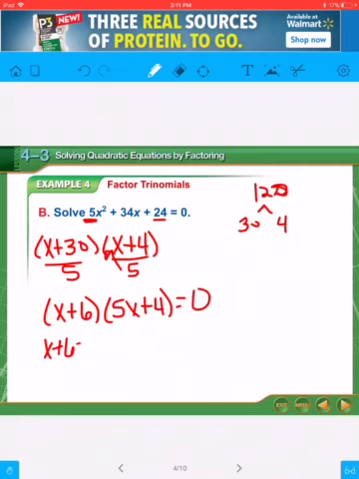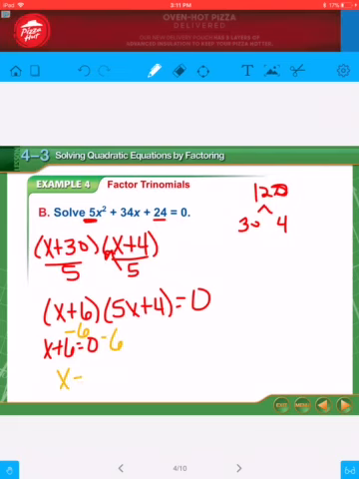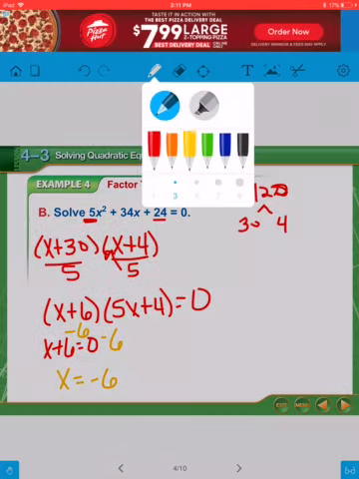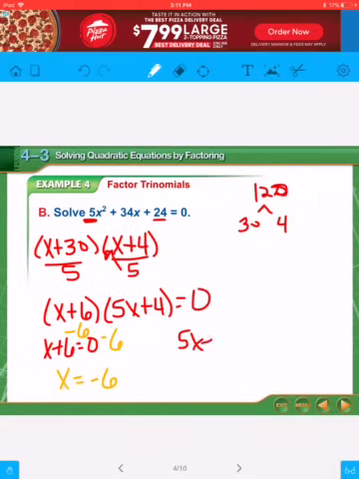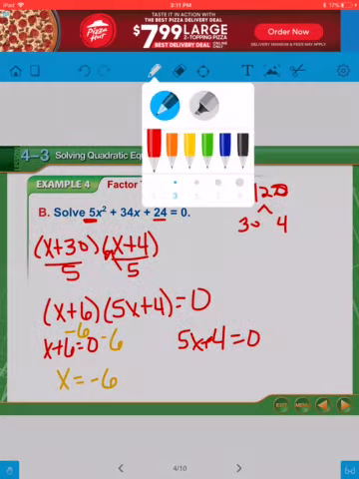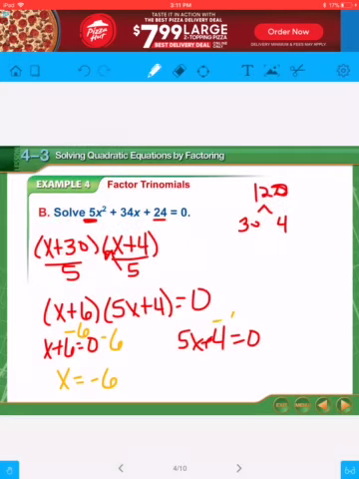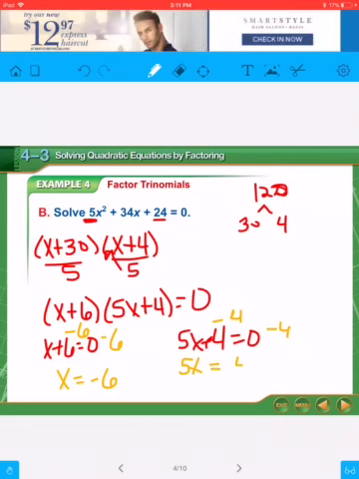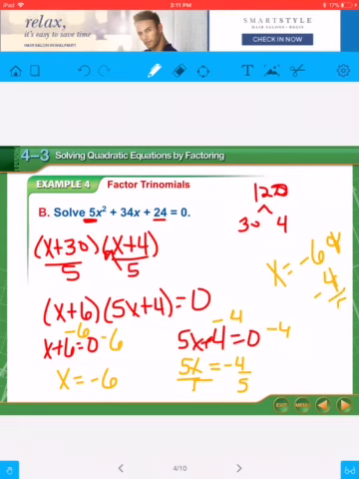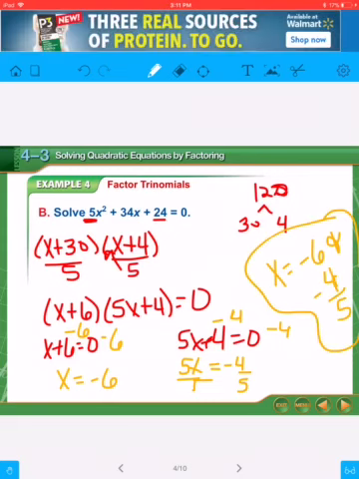So x plus 6 equals 0. So I'm going to subtract 6. So x equals negative 6. And then I have 5x plus 4 equals 0. So I'm going to subtract 4. So I get 5x equals negative 4. Divide by 5. So my two solutions are x equals negative 6 and negative 4/5. So I have two solutions there.